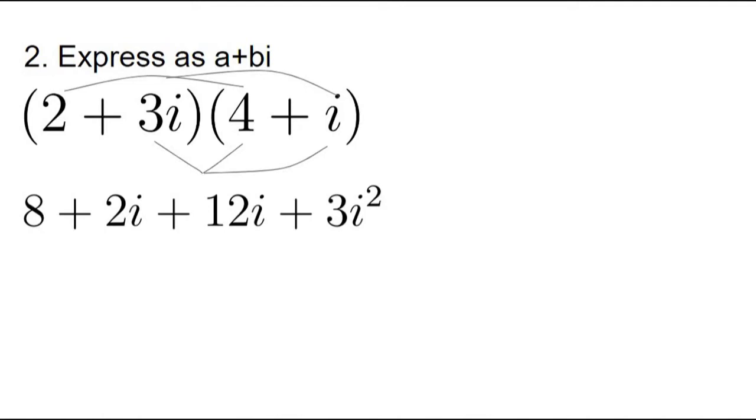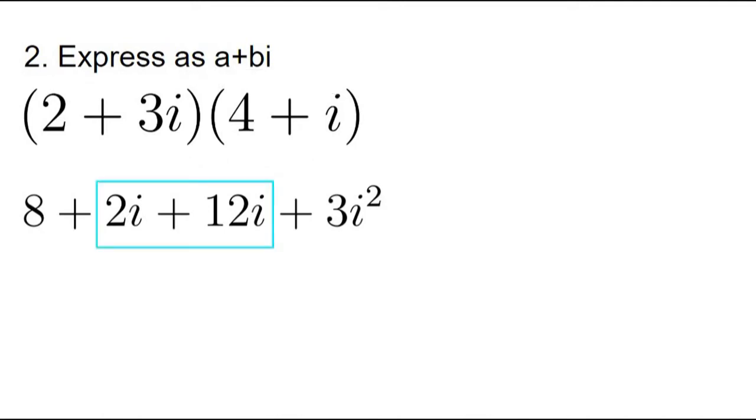You will notice we do again have like terms here. We have 2i and 12i. We could join those together. And we will also notice that we have i squared. i squared, by definition, should be just -1. So we'll make that change right away.